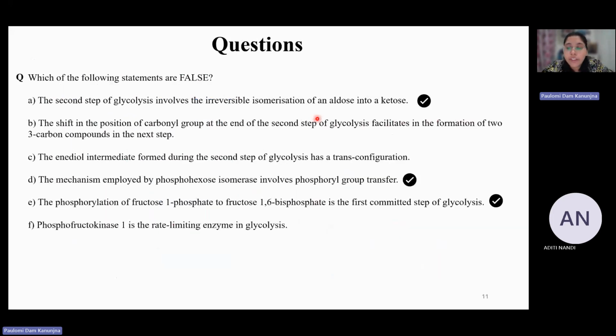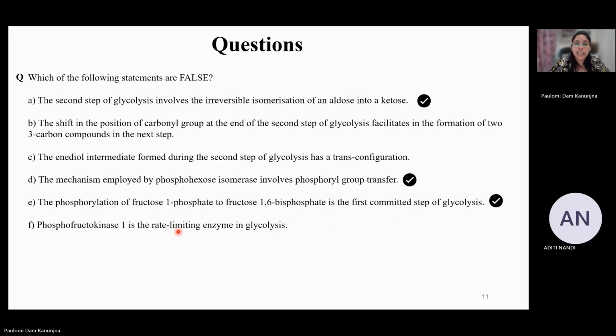Right? Fifth, as you got it correct, the phosphorylation of fructose 1,6 phosphate to fructose 1,6 bisphosphate is not correct. It is fructose 6 phosphate that is getting converted to fructose 1,6 bisphosphate. So that's why it's incorrect. And the last one is again correct. Phosphofructokinase 1 is a rate limiting step in glycolysis. So be mindful of the words that are being used: irreversible or reversible, 1 phosphate, 6 phosphate. So just be mindful of those words.